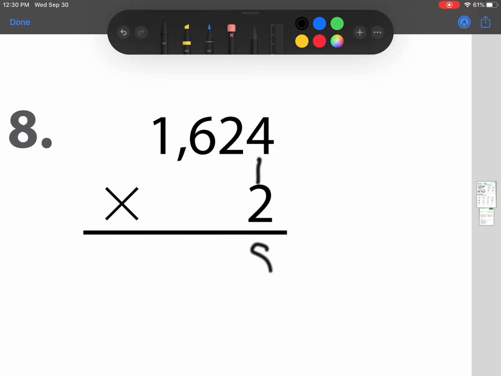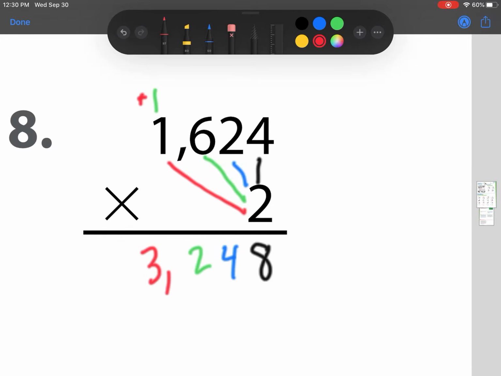2 times 4 is 8. 2 times 2 is 4. 2 times 6 is 12. Regroup that 1. And lastly, 2 times 1 is 2, plus 1 is 3. 3,248.